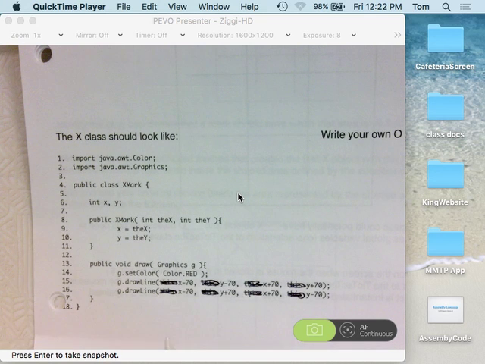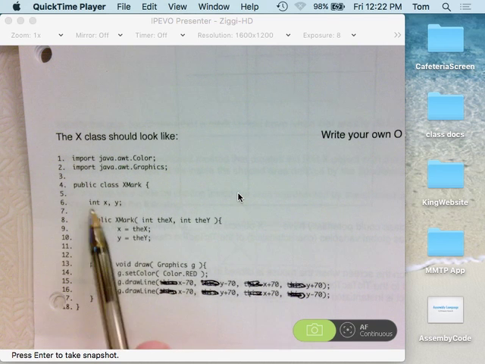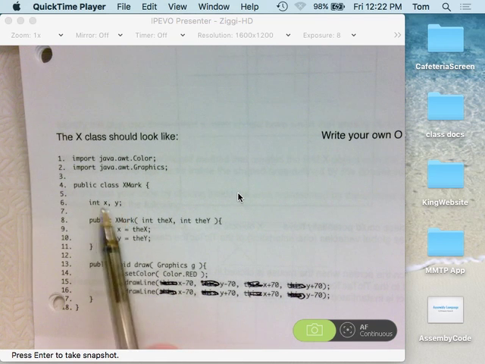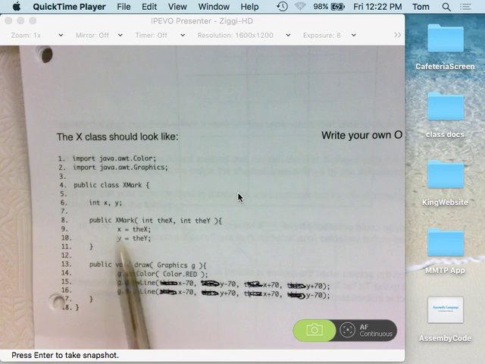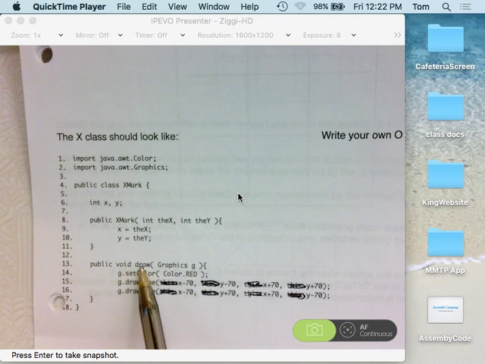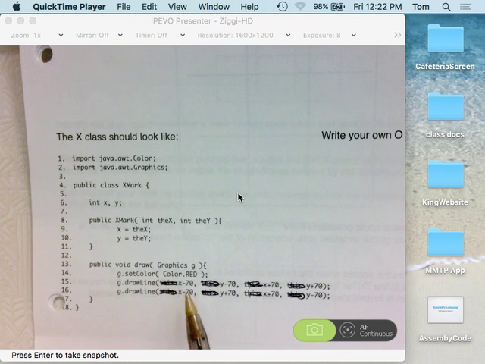Okay, so for this I decided I wanted a red X. I'm going to draw a line from x minus 70, y minus 70 to x plus 70, y plus 70. Do those coordinates make more sense now? Okay, so we're saying an XMark has an int x and y. It's two ints x and y. When we construct an XMark, we send it the x and the y, and those get assigned to these. When we draw an XMark, we use the position x and y to make these relative points x minus 70, y minus 70, x plus 70, y plus 70, etc.